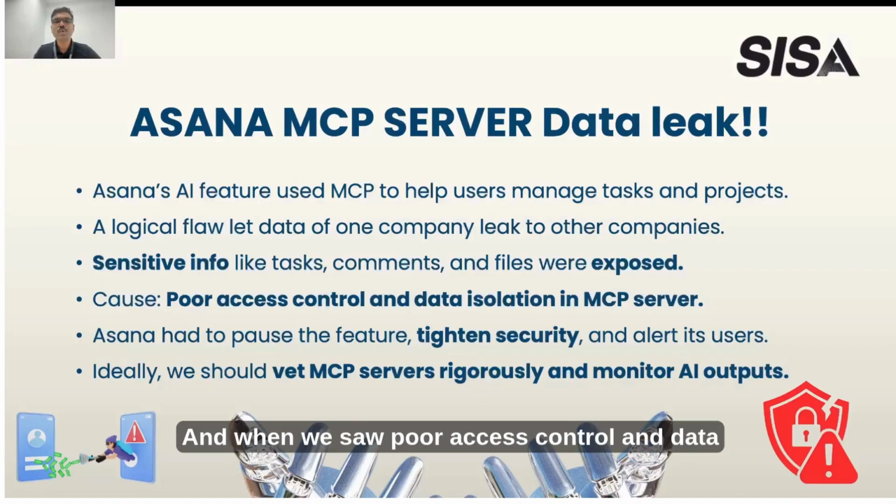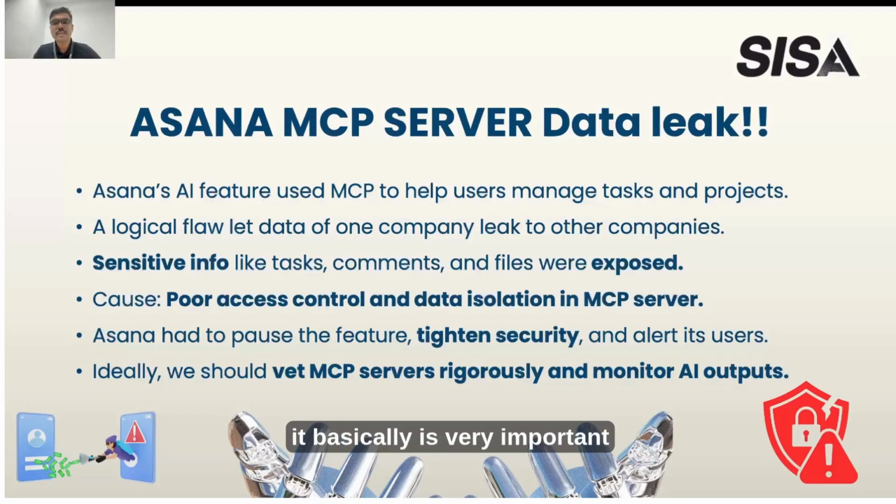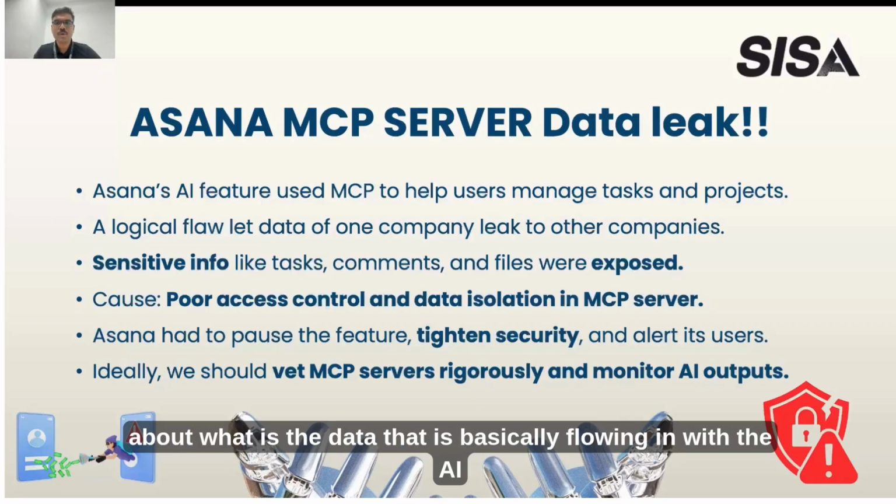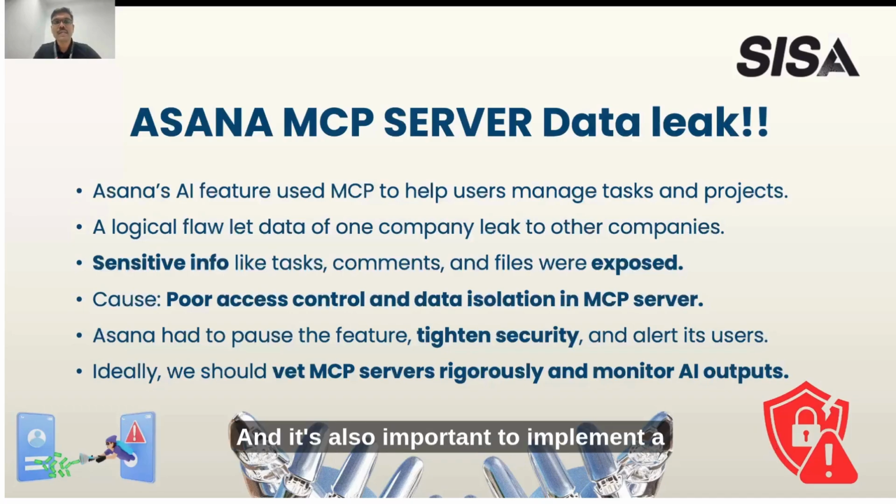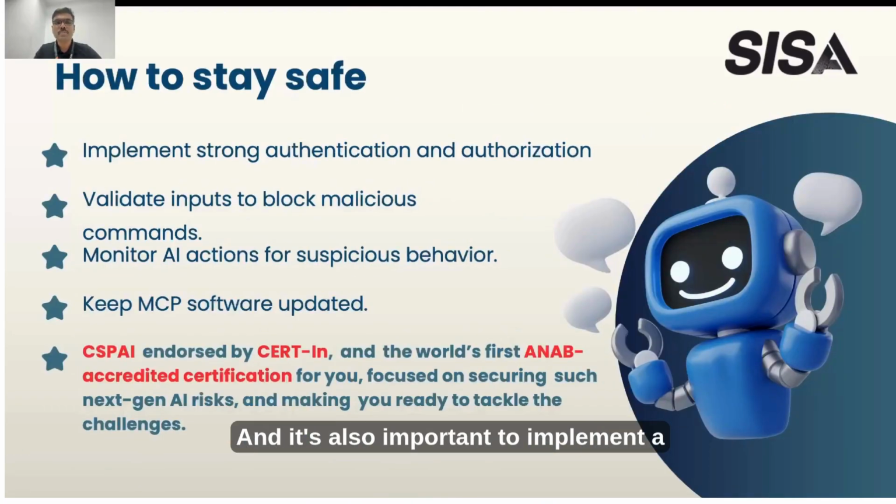And we saw that poor access control and data isolation was a major issue in the MCP. It is very important to tighten the security and alert its users about what data is flowing in with the AI MCP servers. It's also important to implement a strong authentication system, block malicious commands, ensure that suspicious activities are monitored, and keep the entire ecosystem with the software updated.